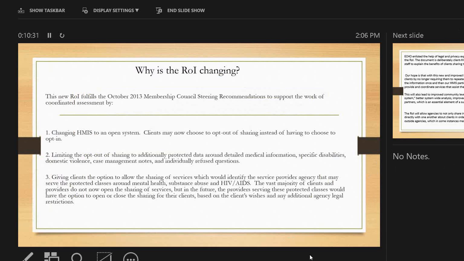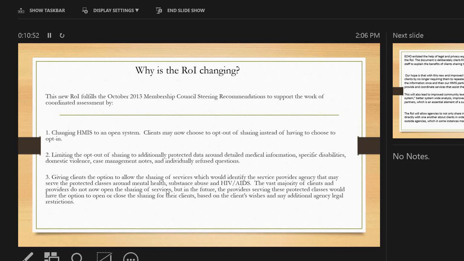Okay, so first of all, why do we need this new ROI? This new ROI fulfills the October 2013 Membership Council Steering Committee recommendations to help us support the work of coordinated assessment by doing three things. It changes HMIS to an open system, so now instead of clients having to manually opt into sharing, clients can instead opt out if they choose to do so.